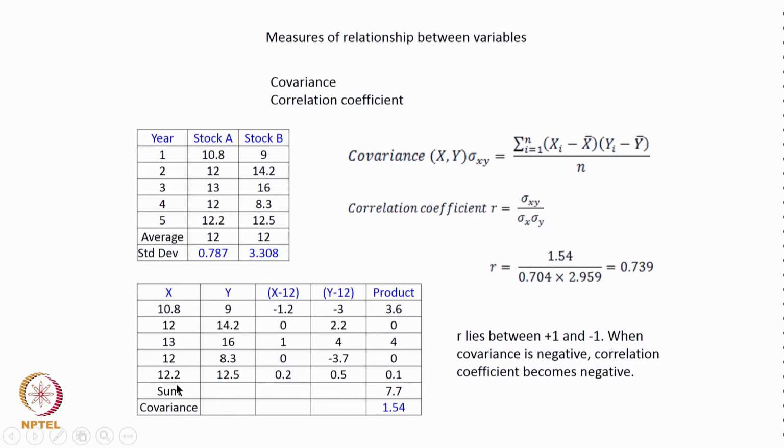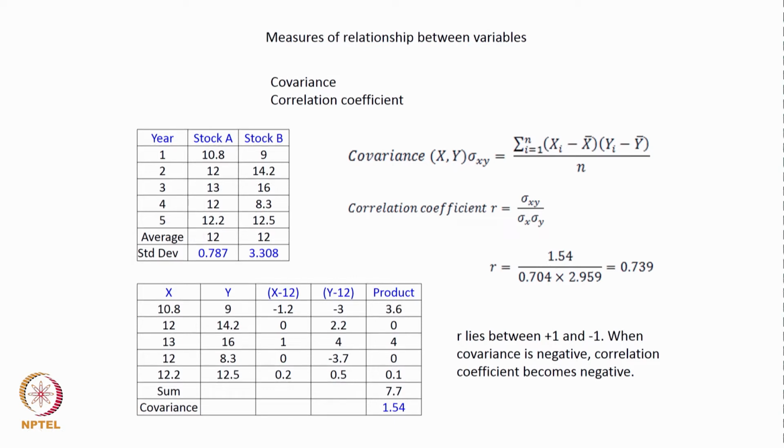Now, x bar, which is the average, is 12 in all the cases. So, y bar is also 12. So, for the case when x is 10.8, x minus x bar is 10.8 minus 12, which is minus 1.2. Similarly, y minus y bar is minus 3, but the product of x minus x bar and y minus y bar, which is given in this formula as xi minus x bar and yi minus y bar, is positive because it is a multiplication of 2 negative numbers.